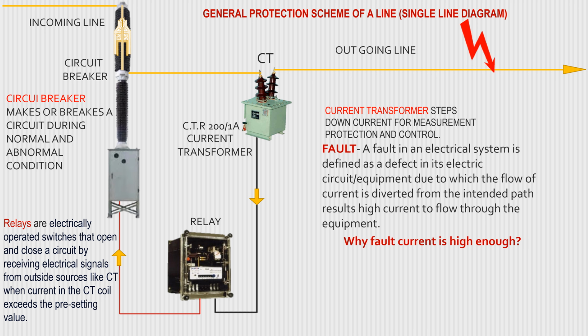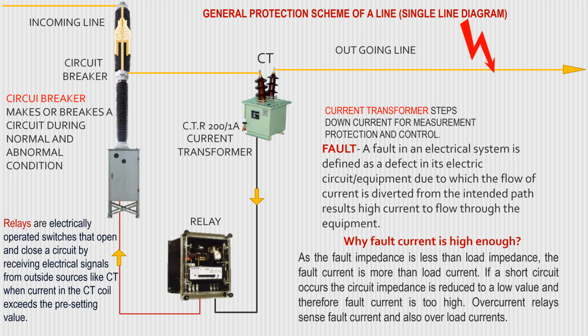Why is fault current so high? As the fault impedance is less than the load impedance, the fault current is more than the load current. If a short circuit occurs, the electrical impedance is reduced to a low value and therefore the fault current is too high. Overcurrent relays sense fault current and also overload currents.